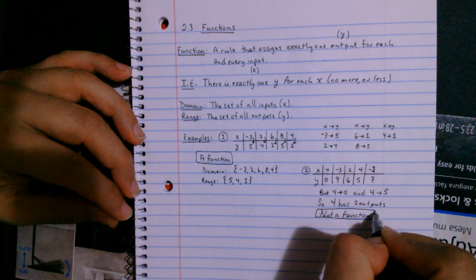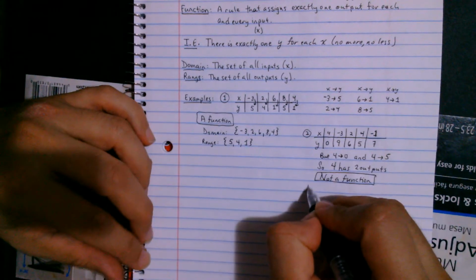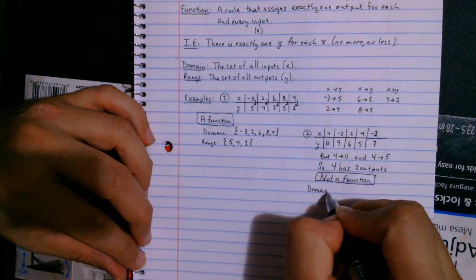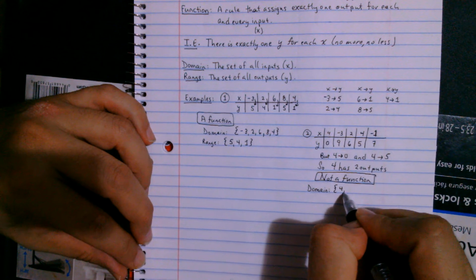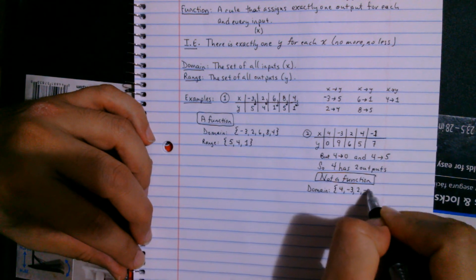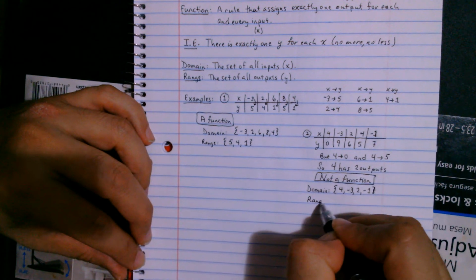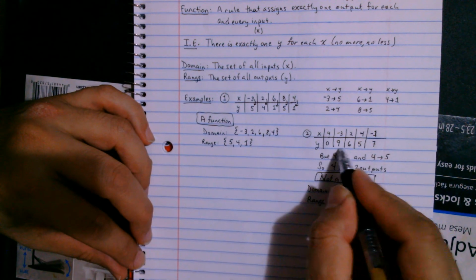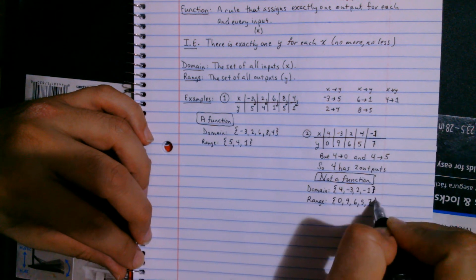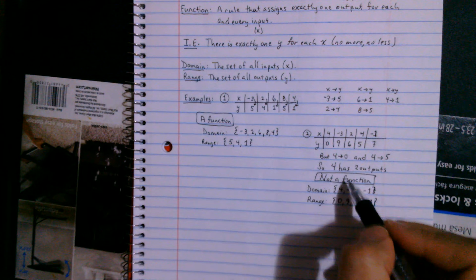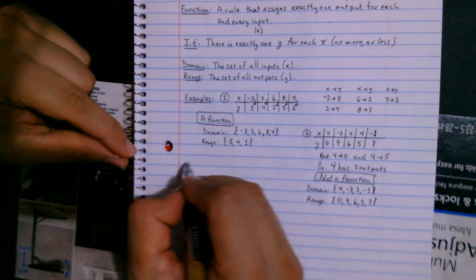Now, I don't really like to put domain and range if it's not a function, but I believe that my math lab is asking you to put the domain and range anyway. So your domain would be 4, -3, 2, and -1. You don't put the repeats more than once. And the range, 0, 9, 6, 5, and 7. So essentially, every x has to have a partner, and no x can cheat. That's essentially what it means to be a function.